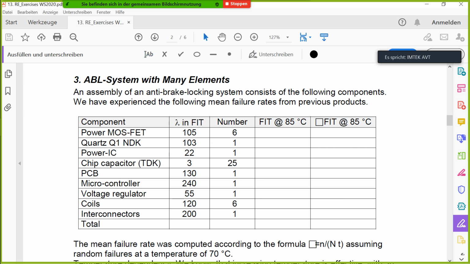If I can write here. So in that case, we take it times 4, and in that case, we take it times 6, and so on. How do we call the complete method here in order to determine the failure rate?